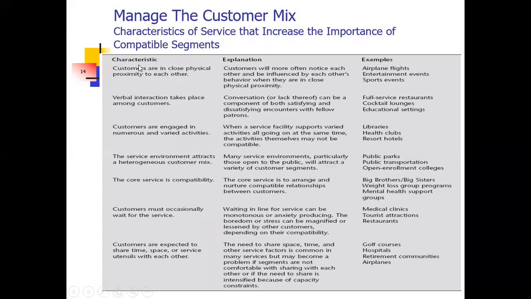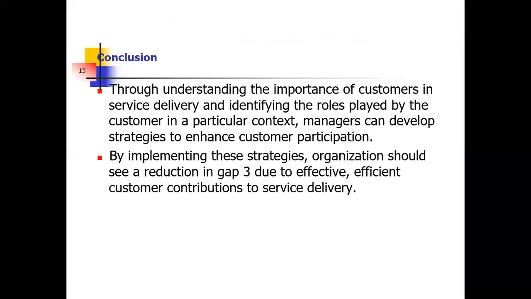Fine. Just going through these, what are the characteristics? Customers are in close physical proximity to each other. There is verbal interaction among the customers. Customers are engaged in numerous and varied activities. The service environment attracts a heterogeneous customer mix. The core service is compatible. Customers must occasionally wait for the services, and customers are expected to share time, space or services, utensils, etc. with each other. So these are the different types of customer mix that you can offer based on the different services.